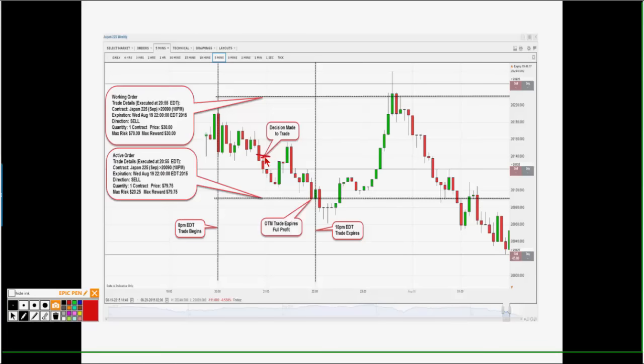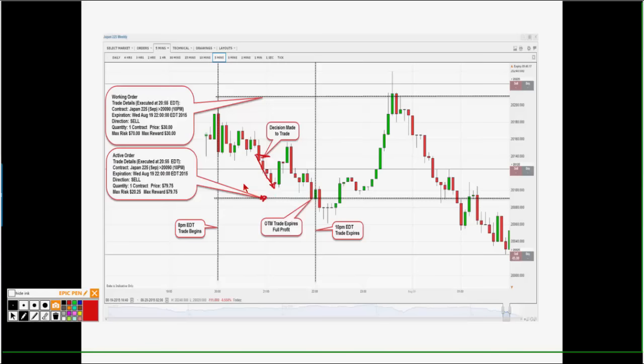So I also placed an active out of the money trade. Right here, right at this point where I made my decision, I placed a trade way down here, selling the market. The market is way above that, and the marketplace determined that there was only a 20% chance that it would make it to this point by expiration. I took that.